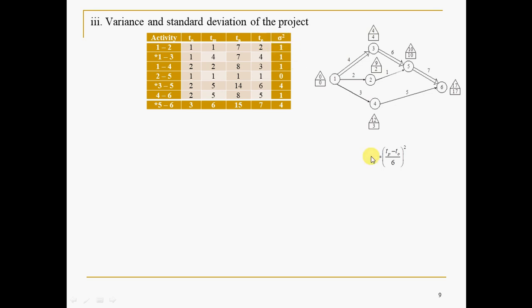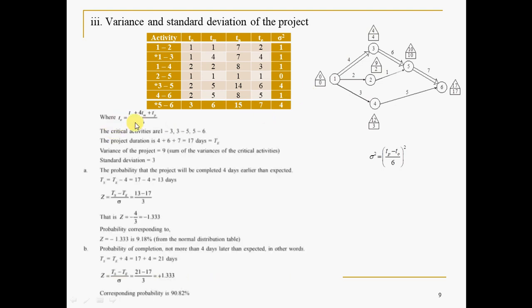Sigma square also has the formula given here. Fine. TE is TO plus 4TM plus TP divided by 6. Like this. The critical activities are these. The project duration is 17 days, already that we discussed.